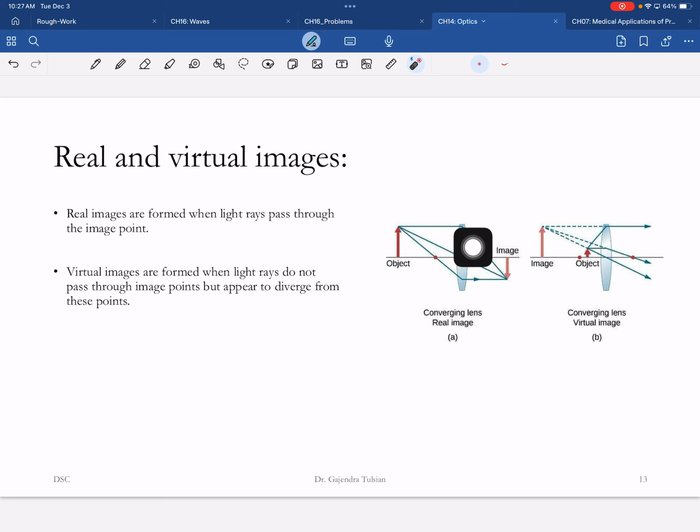So here's an object for a converging lens. That's where the image is formed. If actual rays meet at the image point, this is called a real image. To see this, you have to project it on a screen. This is what happens in a movie theater. So in a movie theater, the projector has a converging lens like this. This is the film. I mean, in the old days, this used to be the film, and that was the image. And you can see the image is upside down. So the film had to be upside down to project a right side up image.